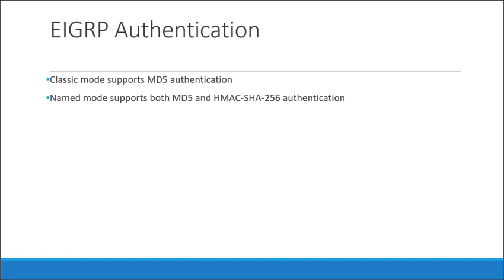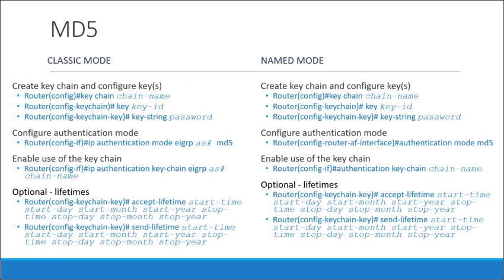Remember, we have EIGRP Classic Mode and Named Mode. Classic Mode EIGRP supports MD5 authentication only. Named Mode supports both MD5 and HMAC SHA-256 authentication. Let's go ahead and look at the configuration commands, and then we'll configure it and verify it.